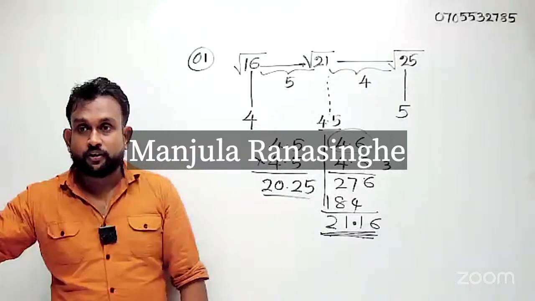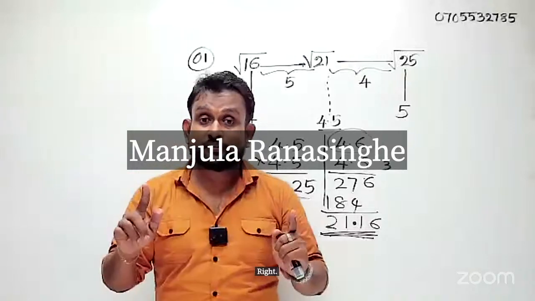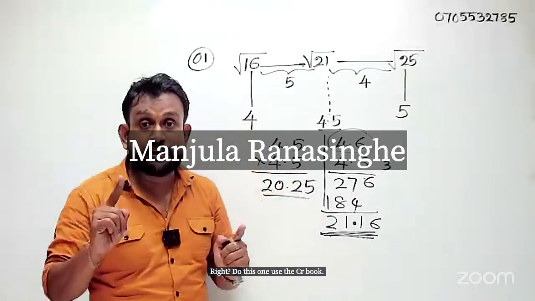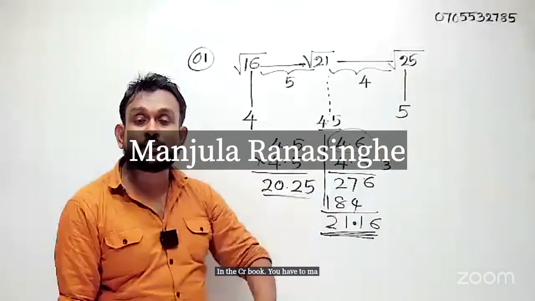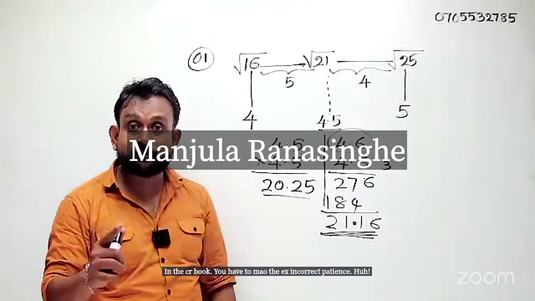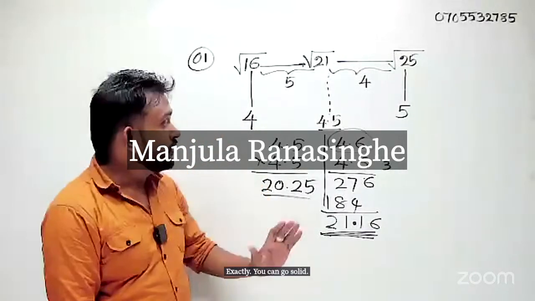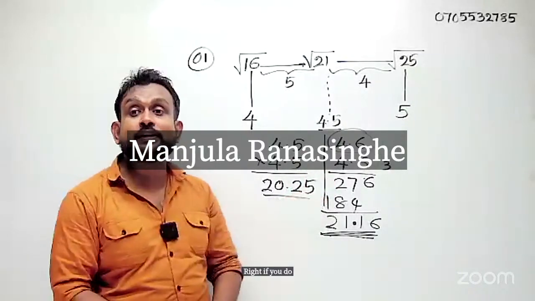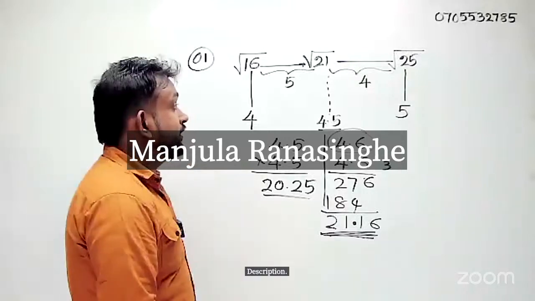Right. So those who didn't get it, do this one, use the CR book. In the CR book, you have to redo the incorrect questions. Follow this instruction. If you follow this exactly, you can score solid. If you made mistakes there, do this question again at home. Okay, now it is done.